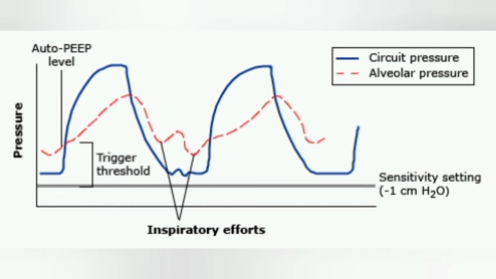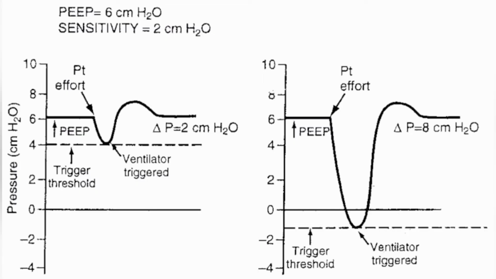The clinical team decides how much that negative pressure sensitivity should be. Normal sensitivity setting should be between -1 to -2 centimeter H2O. These are very essential parameters of ventilator settings. Now we will move towards the ventilator modes.